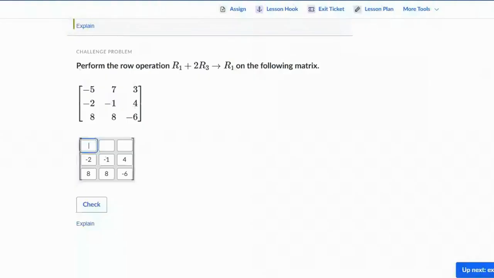Oh, challenge problem. I love it. A little tricky. Okay. Not really tricky. We just got to follow the directions. There's the directions.